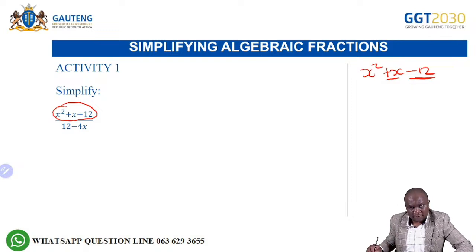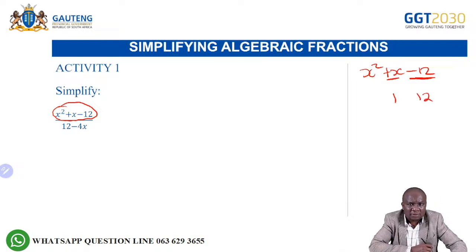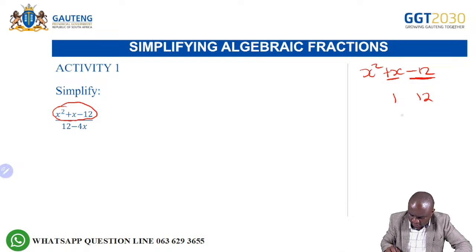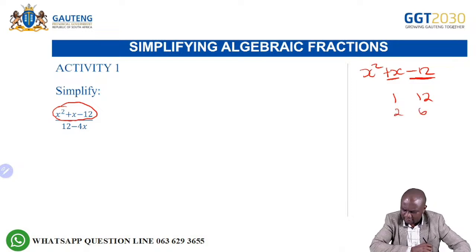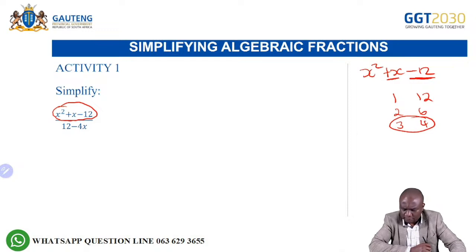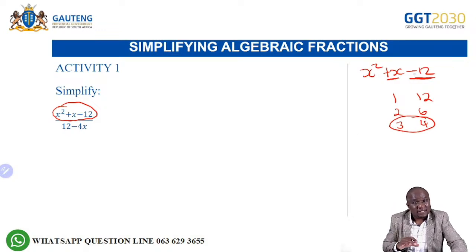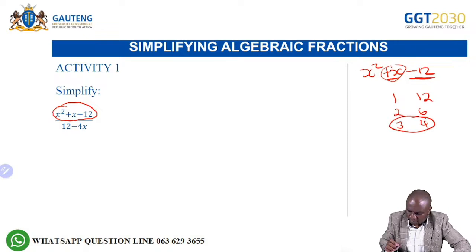Let's look at the factors of negative 12. It can be 1 and 12. This one cannot give us a positive 1 or a negative 1. 2 and 6, no, cannot give us 1. 3 and 4, we can get a 1 here. Okay, so negative 12 means that one factor is negative and the other factor is positive. And then positive 1 shows us that the bigger factor is positive. So it means it should be negative 3 and positive 4.